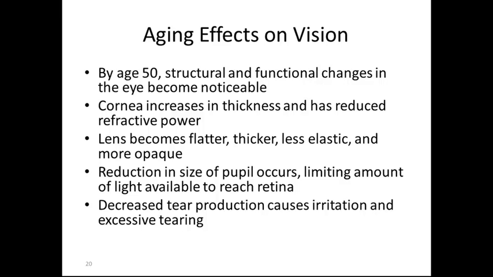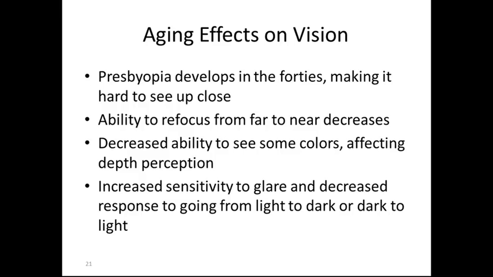Reduction in the size of pupils occurs, limiting the amount of light available to reach the retina. There is also a decrease in tear production, which causes irritation and excessive tearing. Presbyopia develops in the 40s, making it hard to see close up. This is the normal aging of the eye that causes problems and is often diagnosed using the Jaeger test.